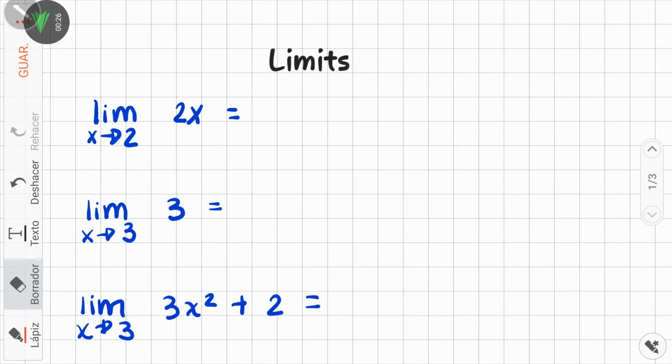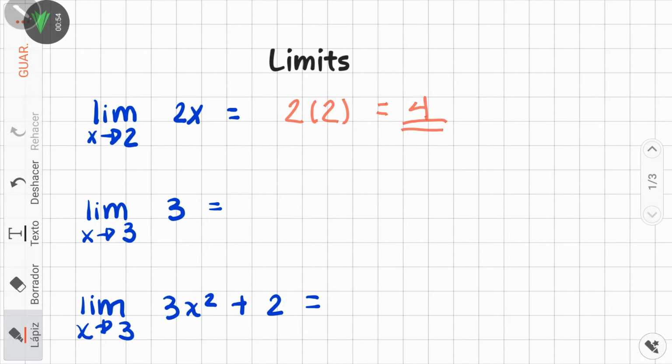So say you have the function 2x, and you want to find the limit of that function as x approaches 2. So in simpler words, what you must do is find the value that 2x will yield once x gets near to 2 or it is 2. So simply substitute that x for your 2, and then that will give you 4. So the limit of 2x as x approaches 2 is 4.